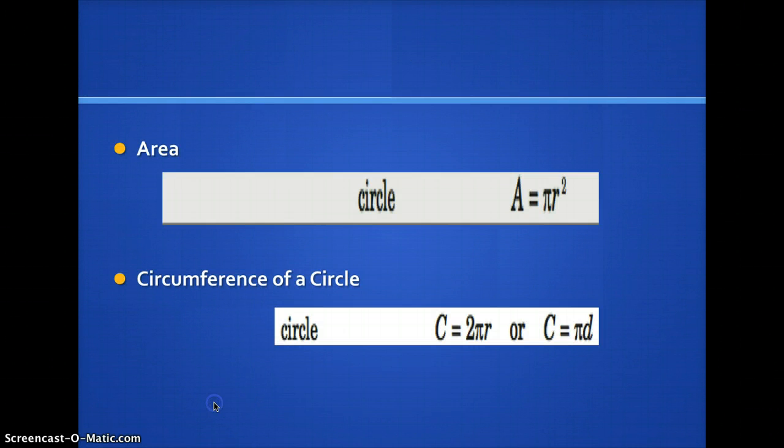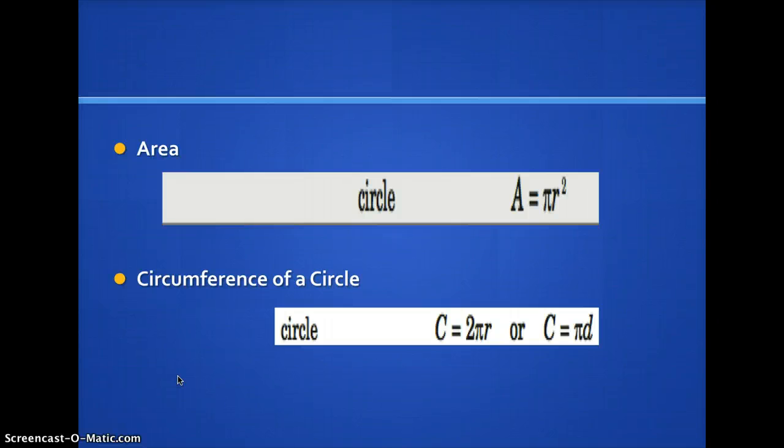Okay? So let's look at how you find the area and circumference of a circle. Area is found by pi times r squared. R stands for radius, so pi times radius squared. And remember, squared means r times r, whatever number or variable is being squared. So pi times radius times radius.